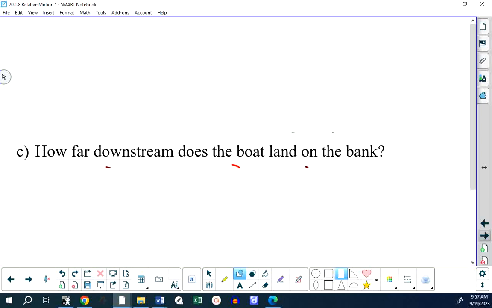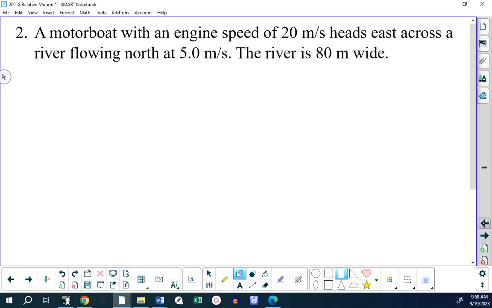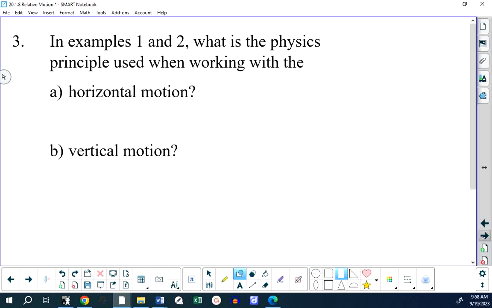And by the time you get to Physics 30, these are epic questions. They're massively difficult at times. They're really complex. This one's pretty easy. So in this question, what physics principle was used when we answered the horizontal aspect of its motion?